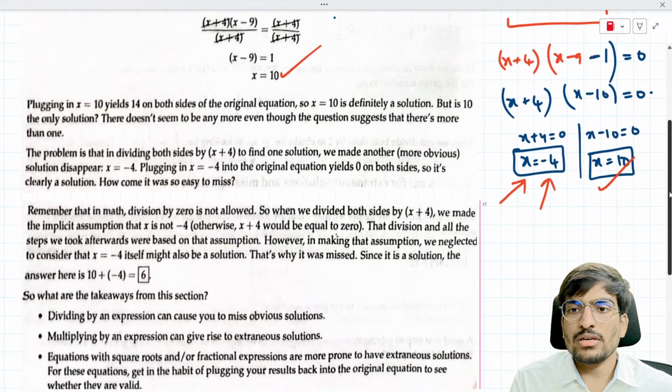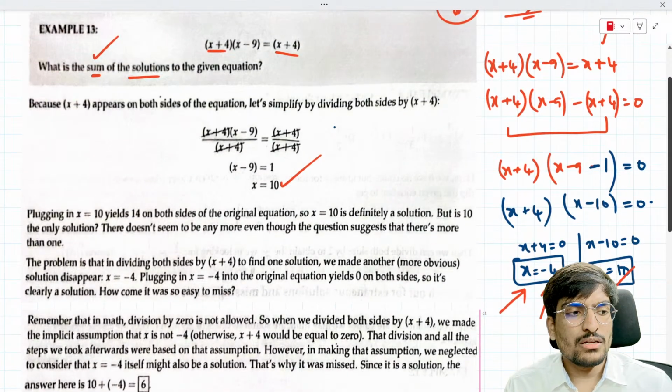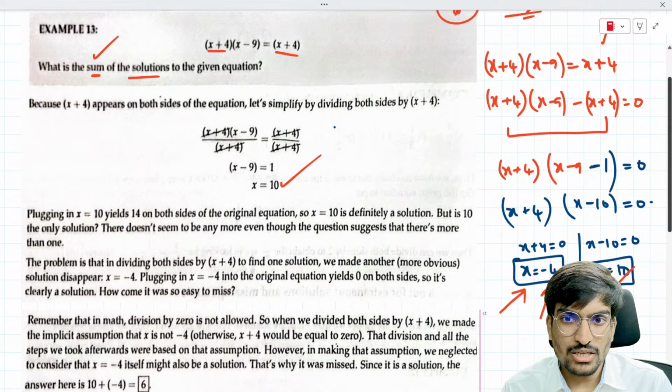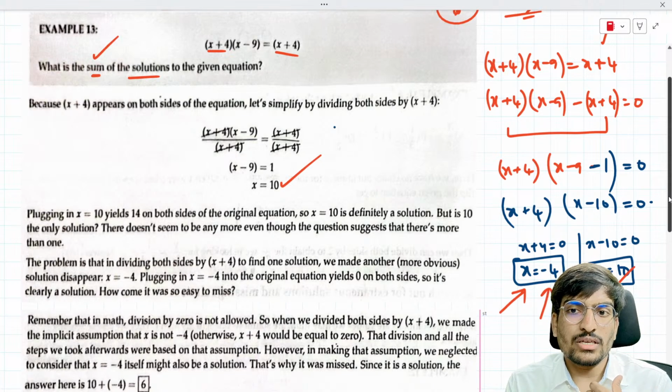I think you are unable to see the right side part. I'm just scrolling. I think you can see it now. Yeah, I just solved this part. Just check it. After solving, I got x values as negative 4 and 10. This is the right way of solving it. But why are we not going with the right way? Because that's time consuming. We want to solve it quicker.